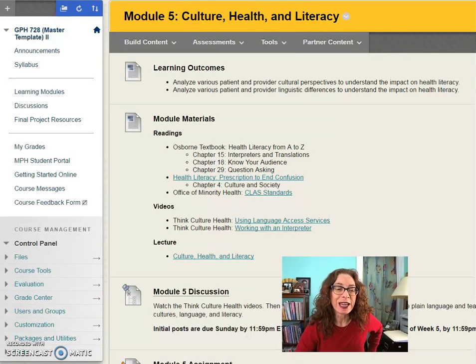The readings for this week include Osborne, Chapter 15 on interpreters and translators, Chapter 18 on Know Your Audience, and Chapter 29 on Question Asking. You'll also read Chapter 4 on Culture and Society in Health Literacy, A Prescription to End Confusion. And you will learn about the culturally and linguistically appropriate services standards, the CLAS standards, on the Office of Minority Health Think Culture Health website.